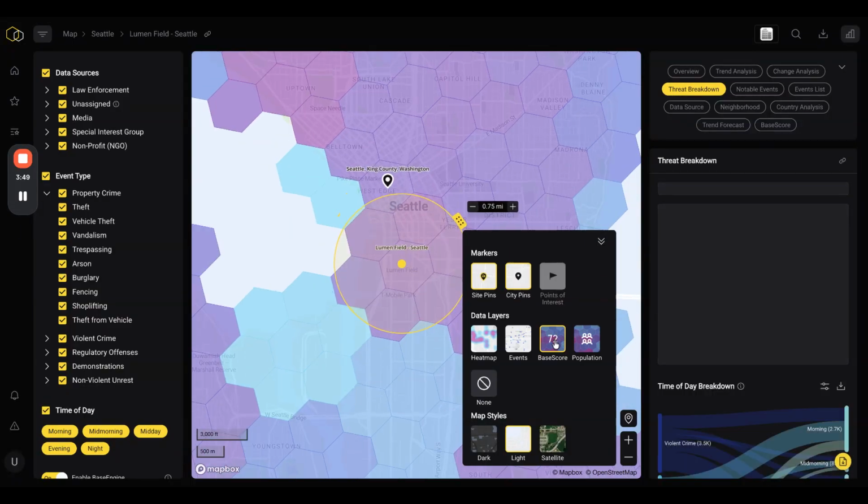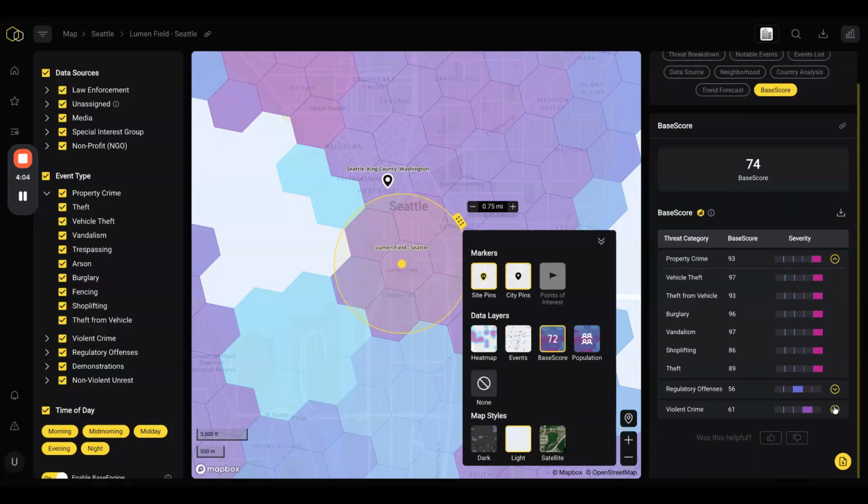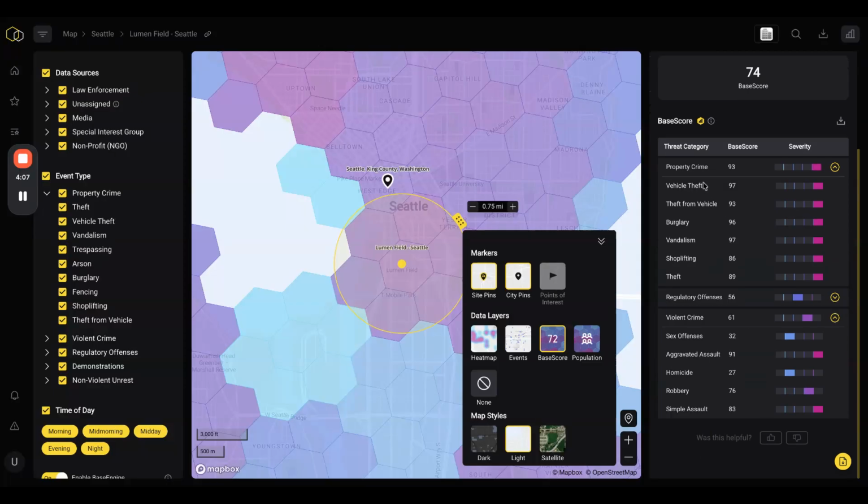Now, going back to the data, taking a look at base score. Base score is our 0 to 100 scoring system that helps you quickly communicate risk and compare locations. It's built to be very transparent. So in our base score analytics tab here, we can see exactly what's driving up or down that base score. Now, each one of these event types is weighted a little bit differently. Violent crimes are going to be weighted more than property crimes, for example.